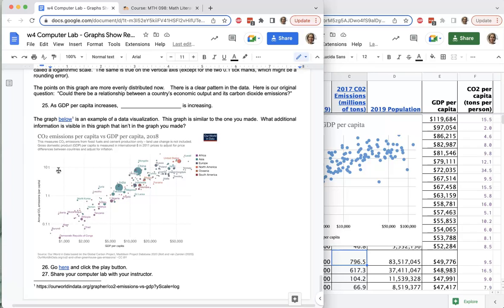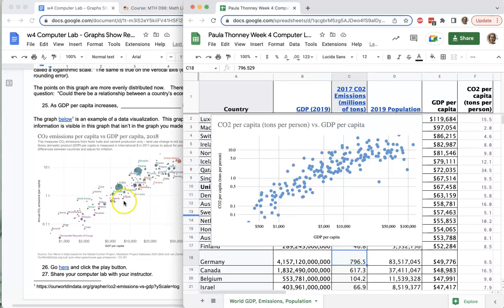The graph below is an example of a data visualization. The graph is similar to the one you made. What additional information is visible here that isn't in the graph you made? What's the difference between this graph and this graph? Well, the cool thing here is that the population of each country, the big countries get a bigger circle and little countries get smaller circles. Whereas here all our dots are exactly the same.